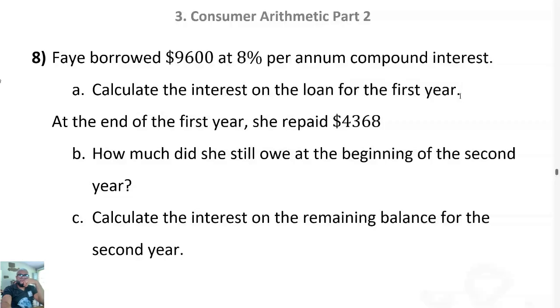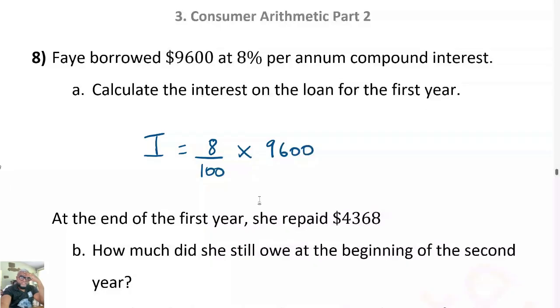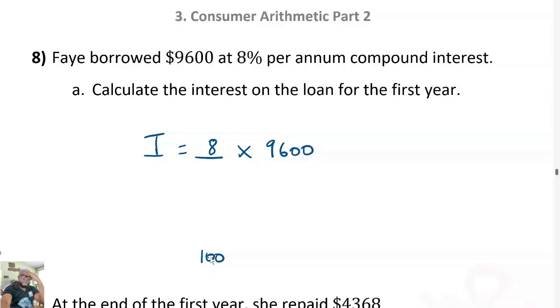So when you're asking for the first year, you can simply calculate the interest like this, right? So your interest would be equal to, now this is compound interest, right? It'll be 8%, because it is asking for the first year, multiplied by 9,600. 8% of 9,600 will give me my interest for year 1. What are you getting there? 768 is the interest for the first year.